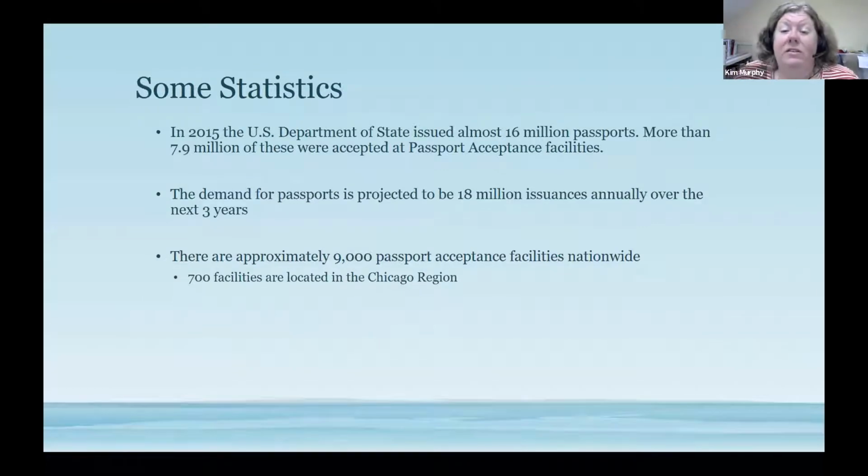So some statistics. Now these are old, but in 2015, the U.S. Department of State issued almost 16 million passports, and almost 7.9 million of them were done at places like libraries. The demand is going to continue to go up. At the time of the statistics that I got from the Department of State back in 2015, there were 9,000 passport facilities throughout the US, and 700 of them are located here in the Chicago area.